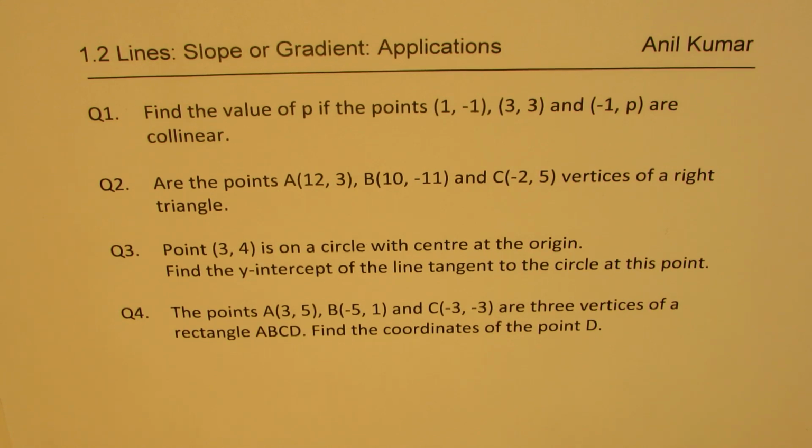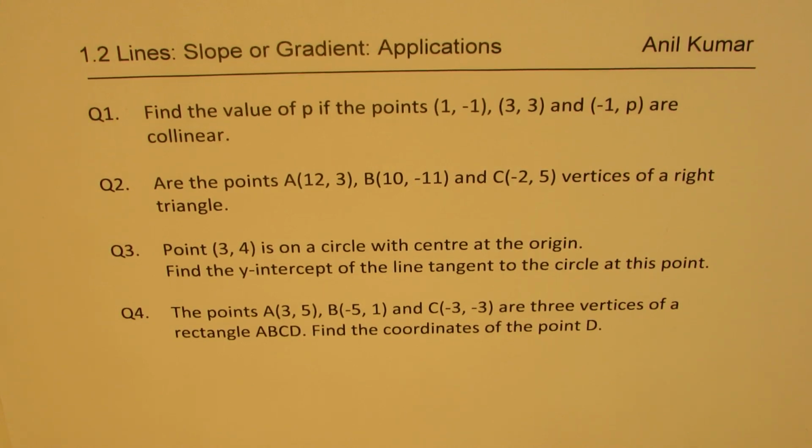Question number 2. Are these points vertices of a right triangle? Question number 3. Point 3, 4 is on a circle with center at origin. Find the y-intercept of the line tangent to the circle at this point. Question number 4. The points A, B and C are vertices of a rectangle ABCD. Find the coordinates of the point D, right? So these will be your application questions which we'll solve in the next video. But I hope you will learn good enough concepts to answer these questions right after this video.